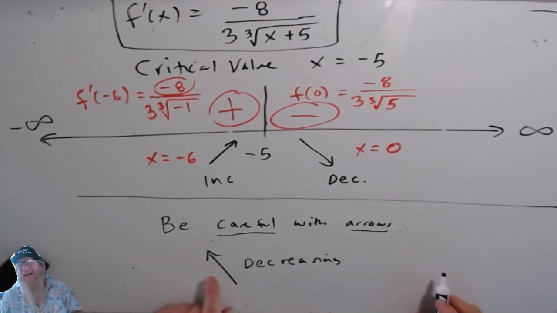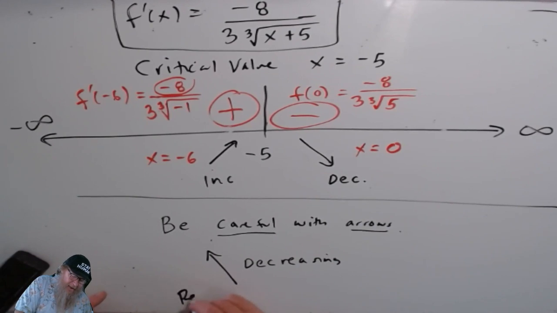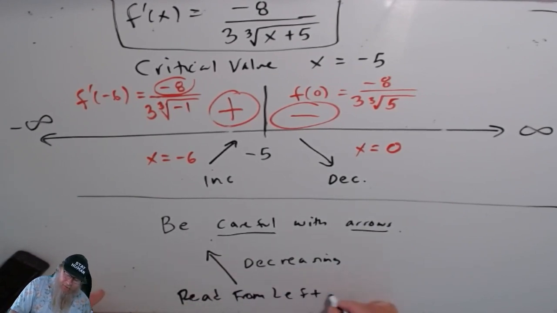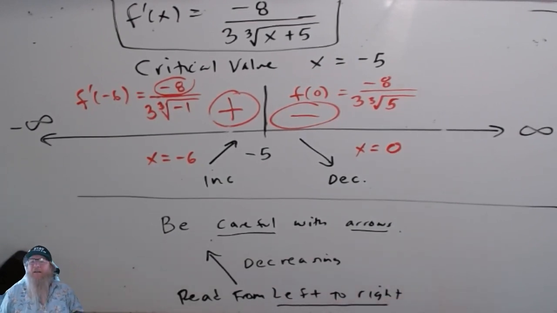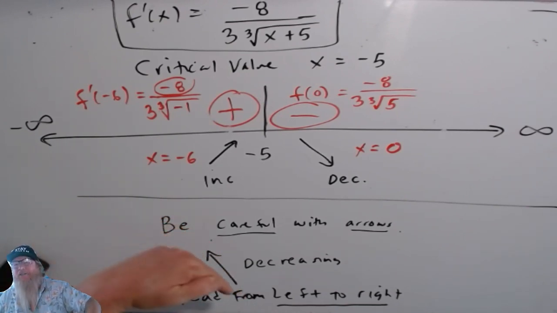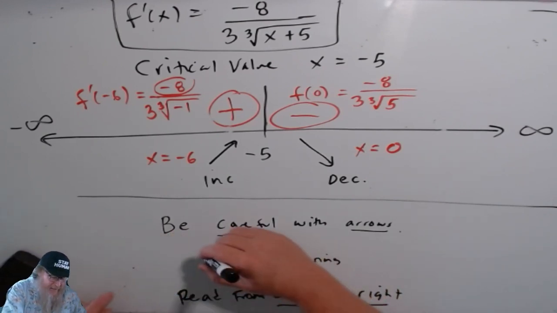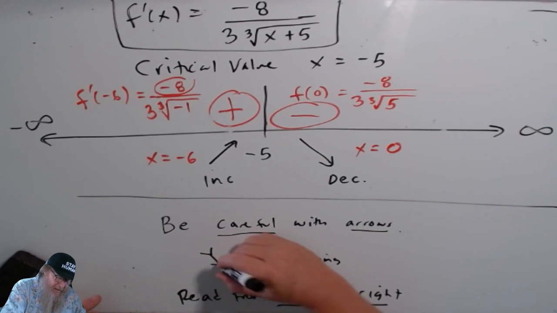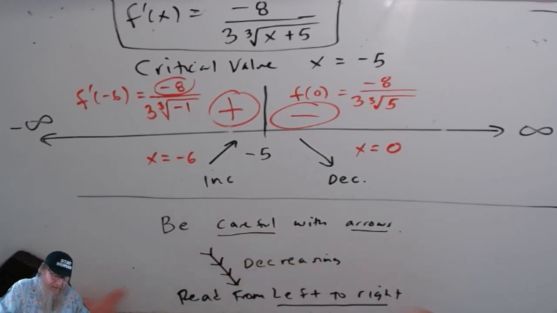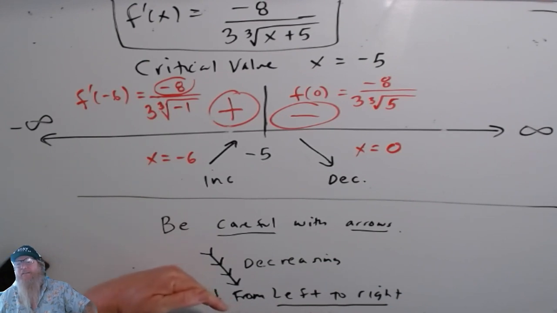It looks like this arrow is going up, right? But you want to read it from left to right, sorry. Read from left to right. So as you move from left to right, this graph is actually going down. So this arrow is very misleading. You want to think about it as if it were going from left to right. So that is decreasing.